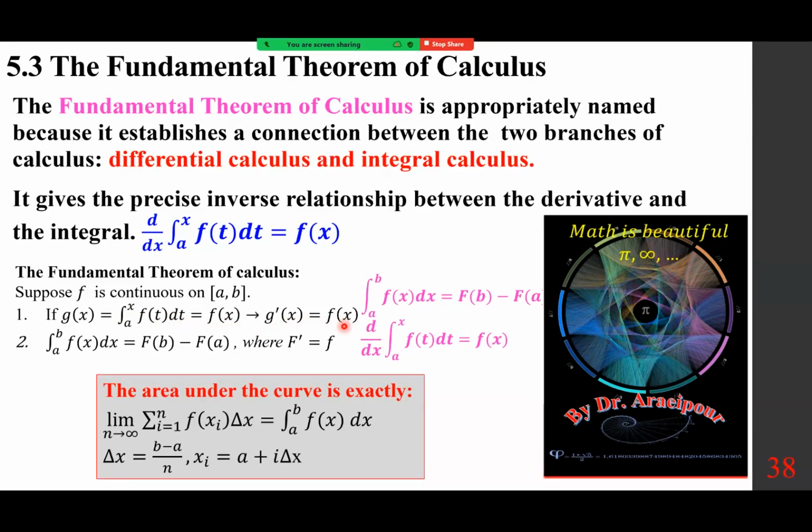In other words, the integral from a to b of f of x dx is capital F of b minus capital F of a, where capital F prime equals f. This is important to understand. The integral from a to b of f of x dx is a definite integral, and it's a number. Capital F of b minus capital F of a means find any antiderivative, take the difference, and that's the answer.